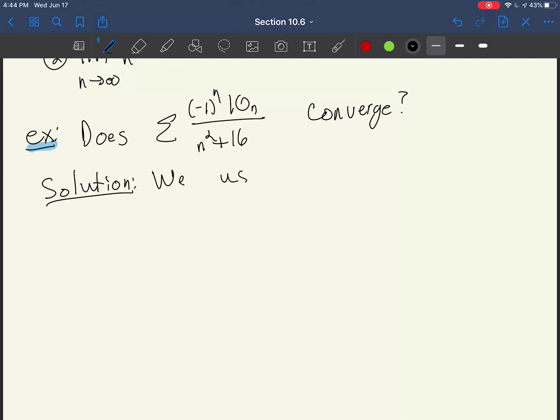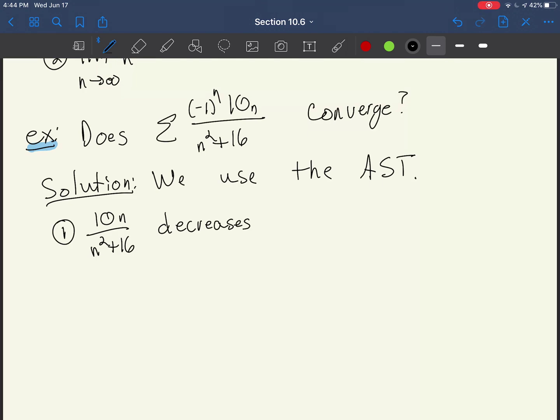So we're going to use the alternating series test because we have that -1 to the n. The alternating series test. So 1, strip away the negative sign. What are we left with? 10n over n squared plus 16. This decreases.